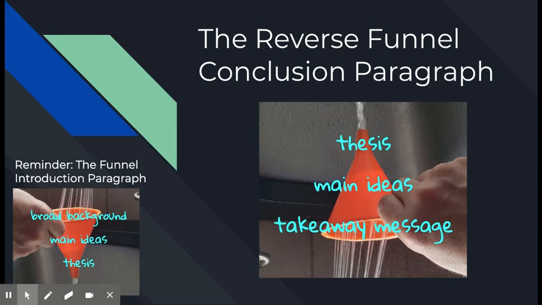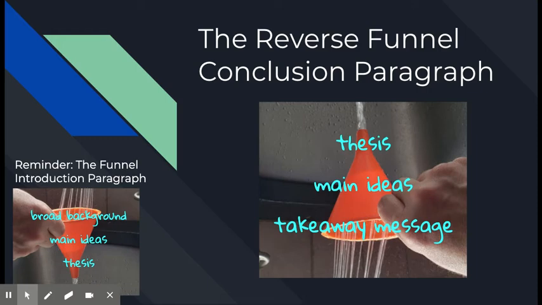So here, when we state it this time, it'll be worded differently than it was in our introduction. We don't need the title and author because hopefully your readers know that already. And you're wording it as if you are wrapping up, reminding your reader of what you've already proven. Then after you state your thesis, you will go through your main ideas, and you'll probably connect them a little bit more in the conclusion than you did in the introduction.